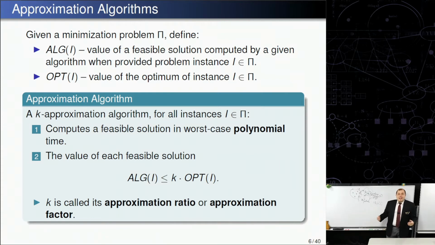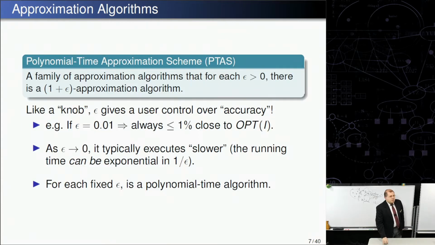For example, if k were 2, we'd call this a 2 approximation algorithm, and it would always produce answers no worse than twice as bad as the optimal. So it's about how close it is to the optimal solution multiplicatively. This k is called an approximation ratio or approximation factor. Hopefully the idea is quite intuitive. I'm going to actually show you an example, and this should help us lead into some of the talk we're going to have in a moment. So let's do that.